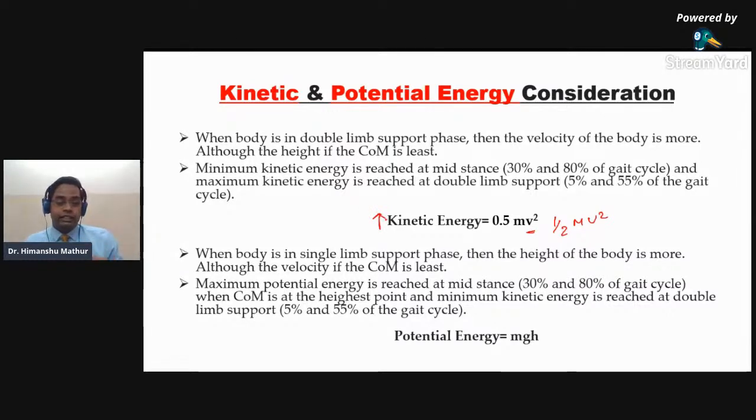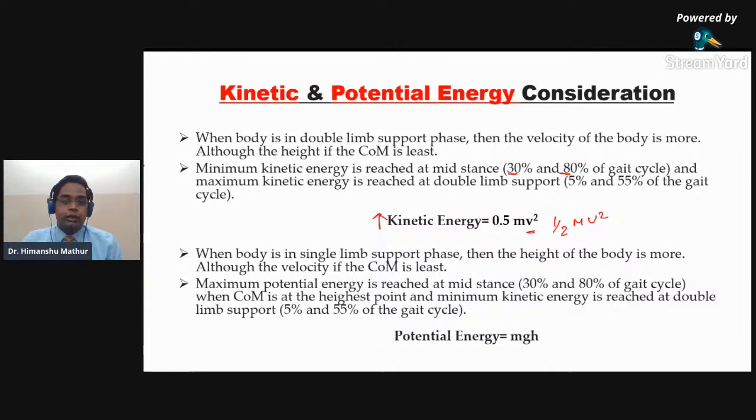वही जब I am in single limb support phase, my velocity will be low. If my velocity is low, my kinetic energy will also be low, very much low. Okay, so always remember, my kinetic energy is very low at 30% and 80% of the gait cycle, because I am in mid stance.